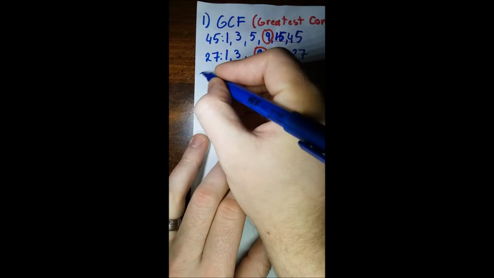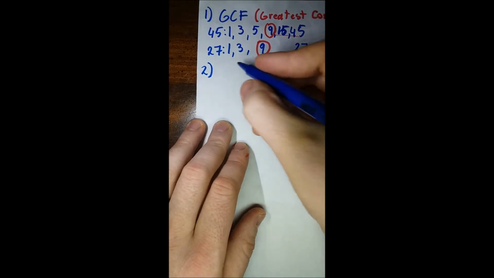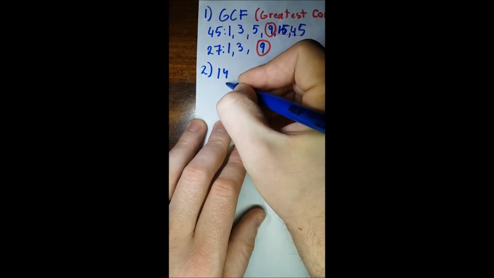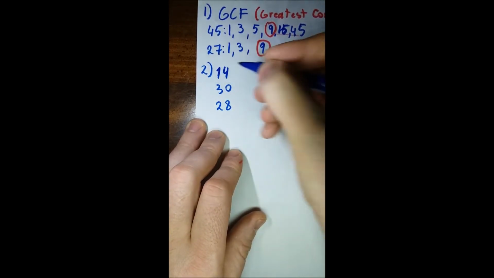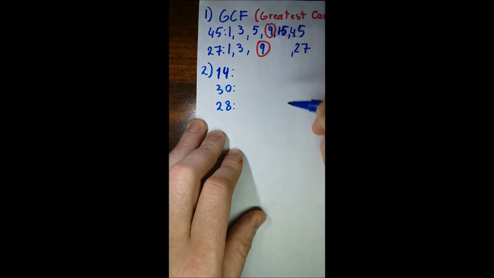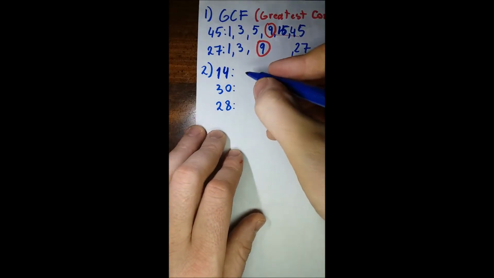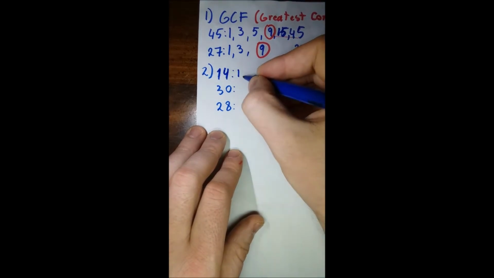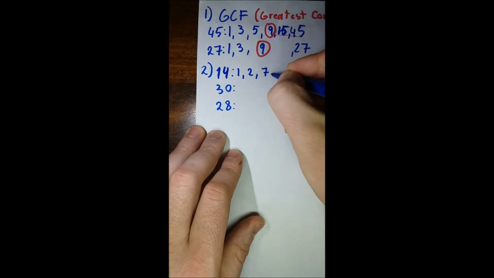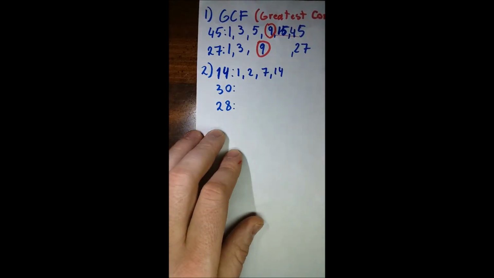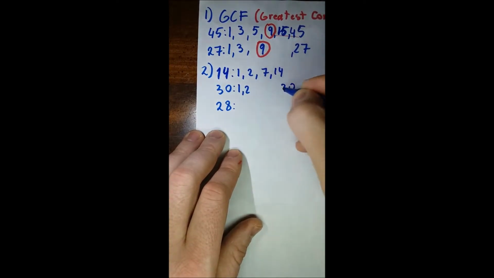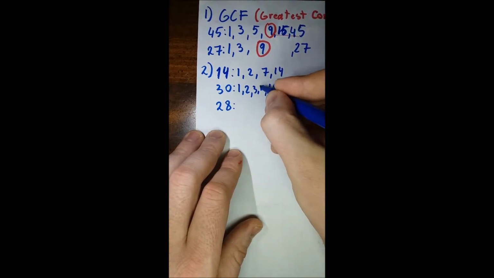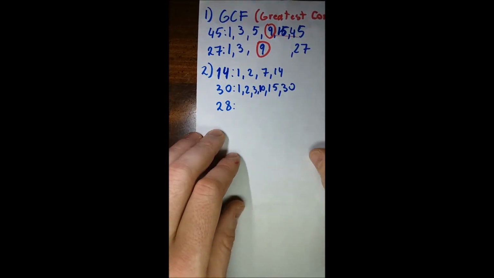Question number 2. We're going to do the same thing, but this time we're looking at the numbers 14, 30, and 28. Now you're going to have to choose one greatest number from the 3 lists, okay? Now 14 is 1 times 14, and 2 times 7. Those are the only factors I see. For 30, 1 and 30, then 2 and 15, and 3 and 10. Those are the only factors of 30.